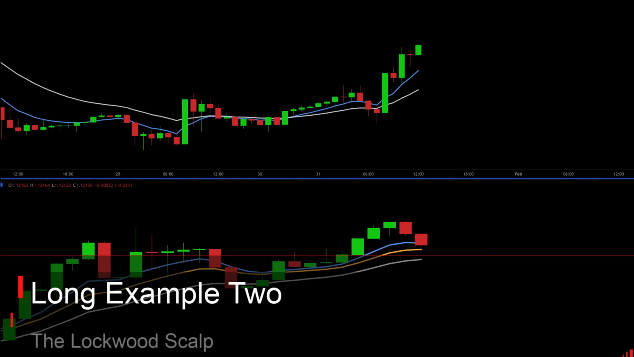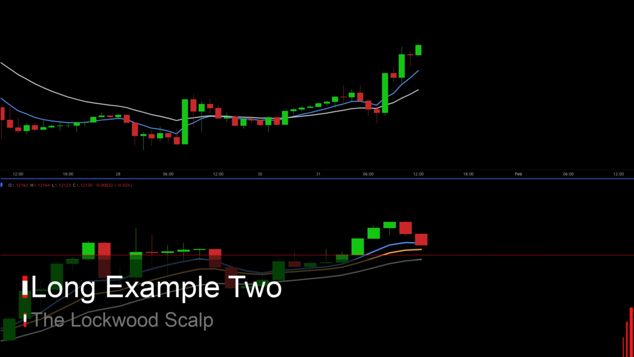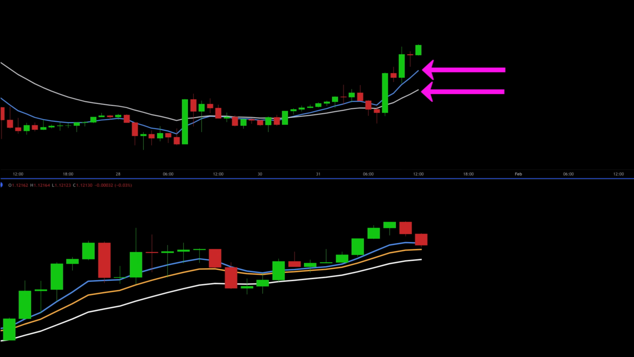I have one more long example. On the 1-hour chart, the 8 EMA is over the 21 EMA, with price trading above both moving average lines, confirming our uptrend. On the 5-minute chart, the EMAs are fanned out in order with the 8 EMA on top and the 21 EMA below. This candle touches the 8 EMA and becomes our trigger.